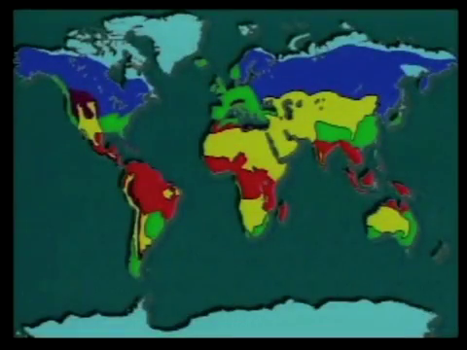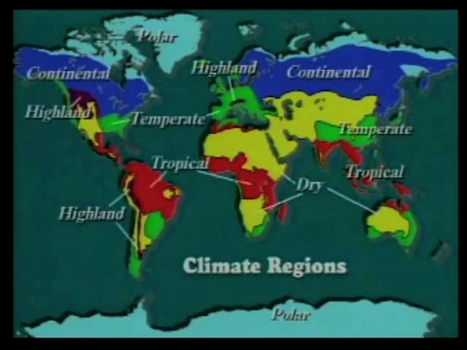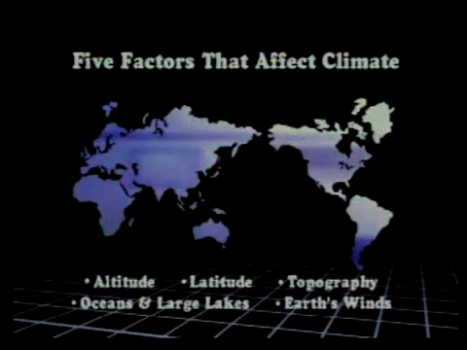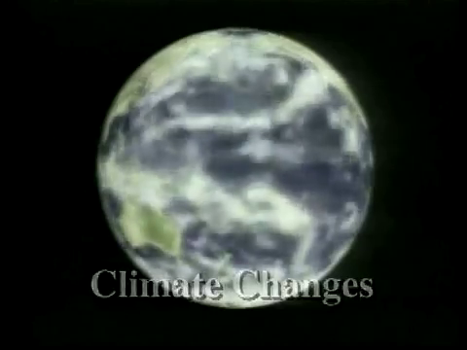Up to this point, we've discussed the Earth's major climate regions: polar, continental, highland, temperate, tropical, and dry. And we've also discussed the 5 key factors that influence those climates: altitude, latitude, topography, oceans and large lakes, and the Earth's winds. Now we're going to discuss climate changes. There are several events that shift climate patterns for a short time, perhaps a year or so.